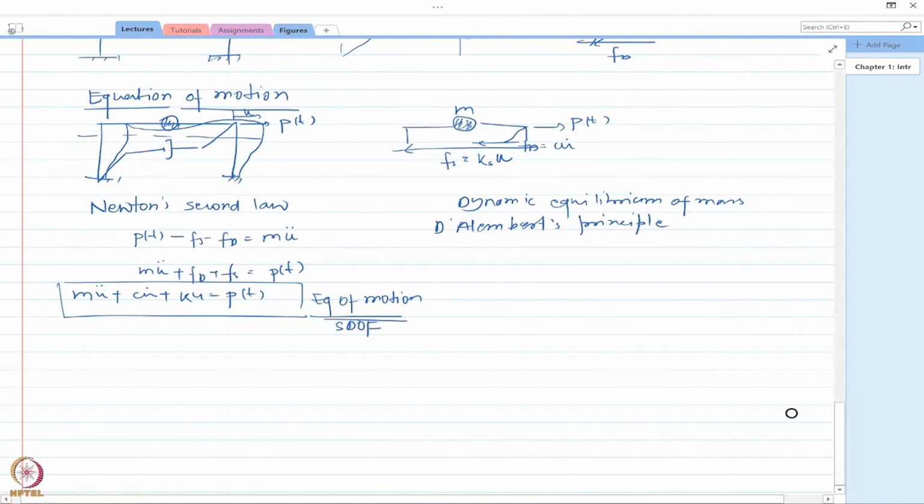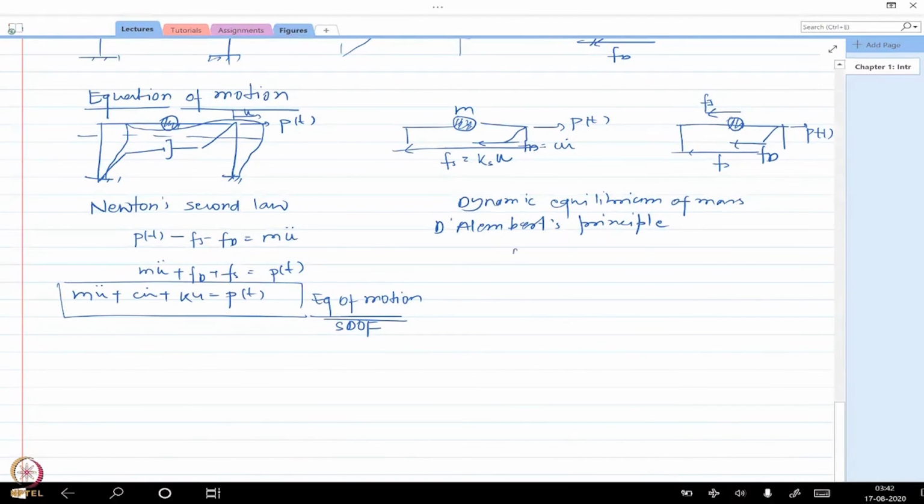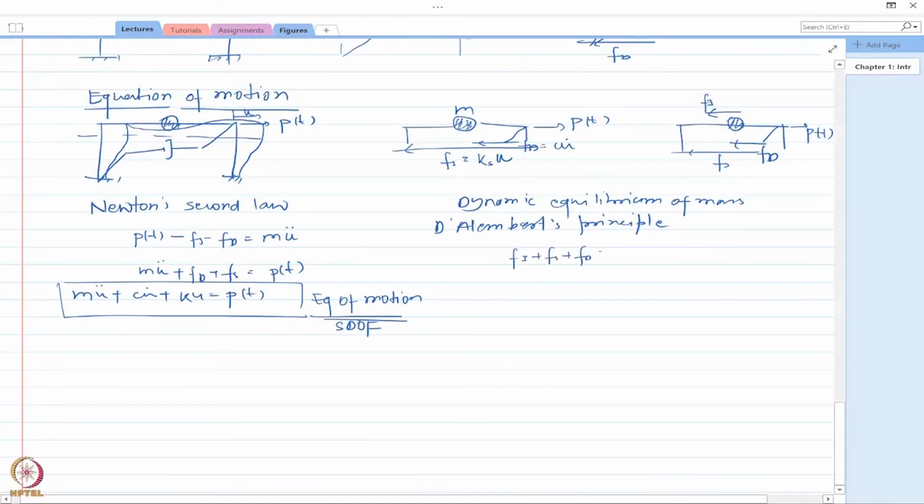So in this case, I will again have the same forces: Fs, Fd due to this damper, and P(t) here. On this mass, I'm going to apply an inertial force Fi, which is opposite to the direction of motion, and then I write Fi plus Fd plus Fs should be equal to P(t). So I did not use that the resultant force should be equal to mass times acceleration. I just apply on the mass an equal and opposite force, opposite to the direction of motion. Fi is basically equal to mass times acceleration, and then I have Fd and Fs. So we have m u double dot plus C u dot plus K u equal to P(t).